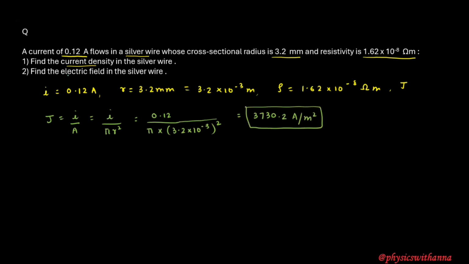In the second part, they want us to find the electric field in the silver. There is a relationship between electric field, resistivity, and current density, which is given as rho equals E over J. So I can find E as rho times J. Rho is 1.62 times 10 to the power negative 8. Current density is 3730.2. When you solve this, you get the electric field to be equal to 6.04 times 10 to the power negative 5 volt per meter.